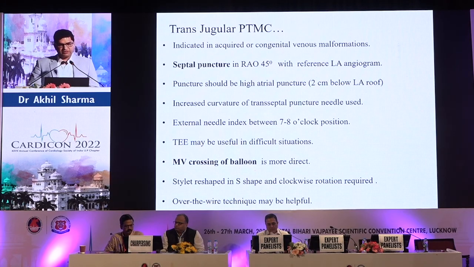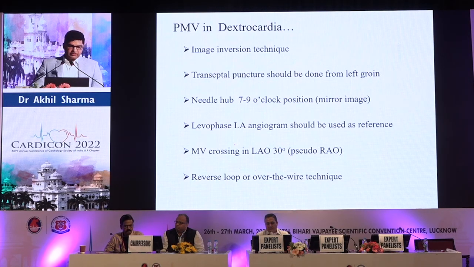Usually the septal puncture is done in RAO 45. It's a simple procedure; the puncture is the only part that will be difficult for these kinds of patients. An LV angiogram is always helpful. Entry into the LV is easy, and if it's difficult, we can use the over-the-wire technique. Important for the transjugular PTMC is that our needle position is 7 to 8 o'clock, and nothing else specific.